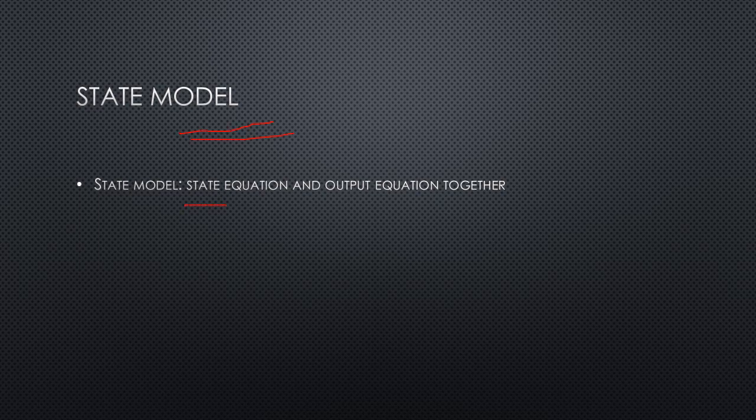The next important term is state model. The state equation and output equation together is called the state model of the system. So the state model of the system consists of the state equation as well as the output equation, combinedly known as the state model of the system.